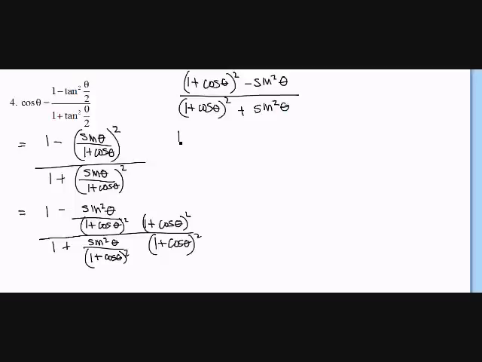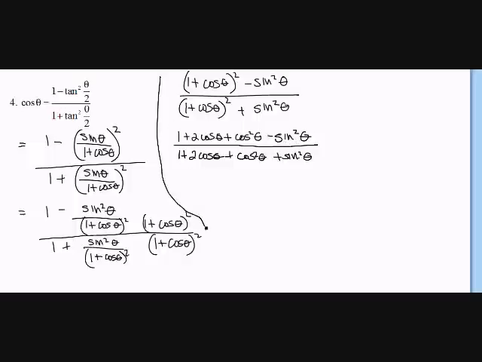Now I'm going to multiply this, so I get 1 plus 2 cosine theta plus cosine squared theta. Oops, that's a minus. Minus sine squared theta all over 1 plus 2 cosine theta plus cosine squared theta plus sine squared theta. Okay, so this sine squared plus this cosine squared equals 1. And since I want my final answer only to be in terms of cosine, I'm going to change this sine squared into 1 minus cosine squared theta.